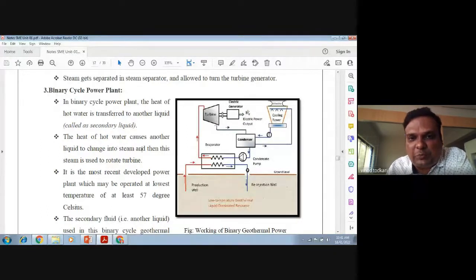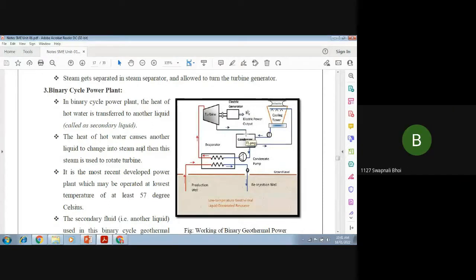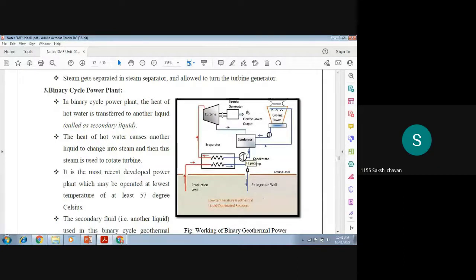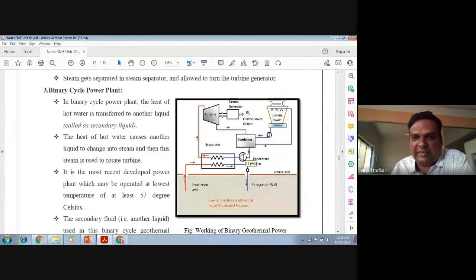Now see, output of the turbine is given to a condenser. So what will happen in the condenser? Steam gets condensed into water. Steam will get converted into water. And here there is a pump. So what is the function of the pump? Supply water to heat exchanger, or pump the water from condenser to heat exchanger.